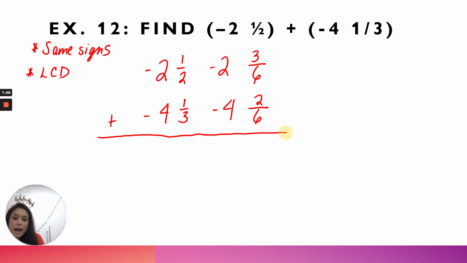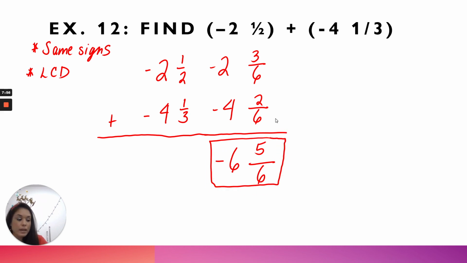So we're going to add the absolute values together. So we have 3 plus 2, we have 5/6, and then 2 plus 4 is 6, and then we add the sign that is the same, which is a negative sign. So our answer is -6 and 5/6. Okay, good luck with your homework, and let me know if you have any questions.